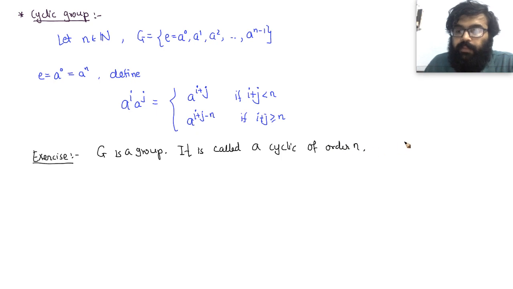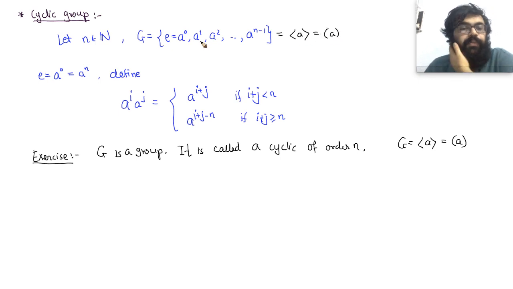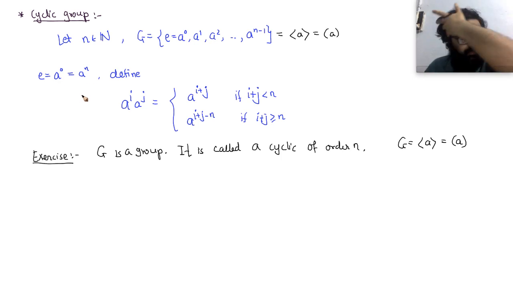And we sometimes denote it like this: G equals the group generated by a. That means G is generated by the single element a. So the whole set is the powers a, a squared, a cubed, up to a raised to n minus 1, and a raised to n is the identity. So this is the cyclic group of order n. That is one exercise, for the next class, and you need not show me. This is just for your practice.